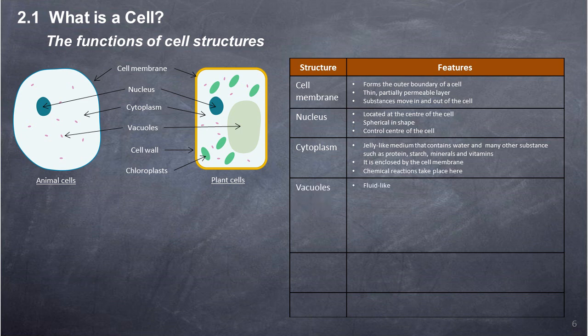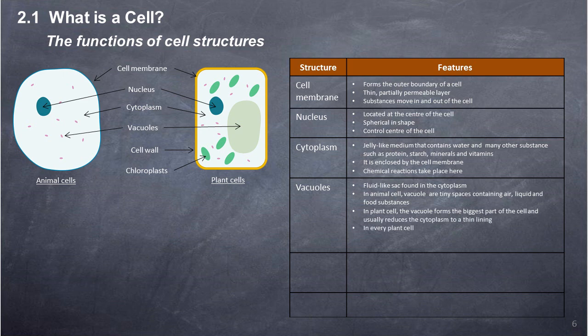Vacuoles. Fluid-like sac found in the cytoplasm. In animal cells, vacuoles are tiny spaces, containing air, liquid and food substances. In plant cells, the vacuole forms the biggest part of the cell, and usually reduces the cytoplasm to a thin lining.